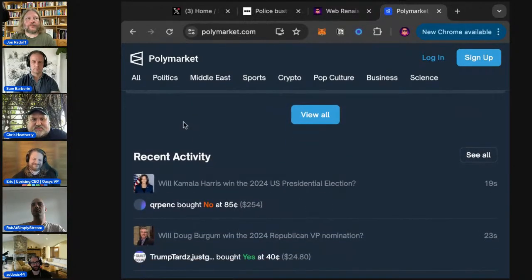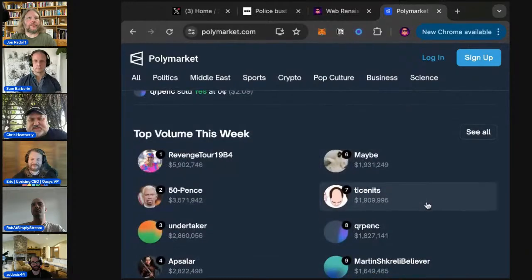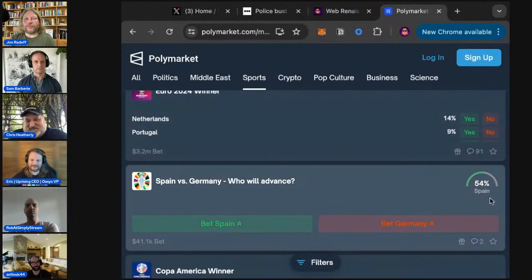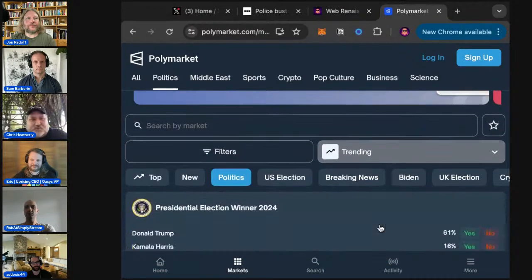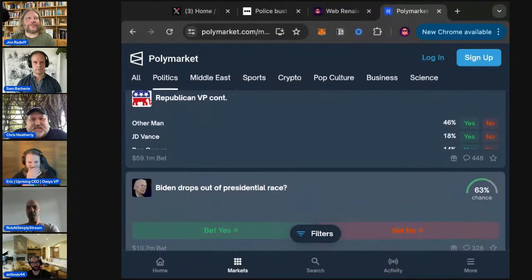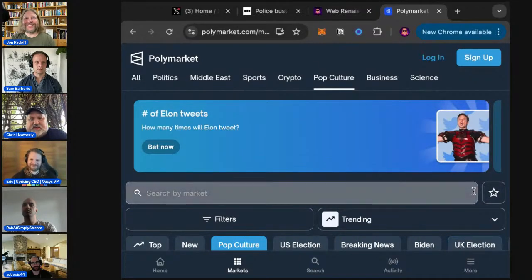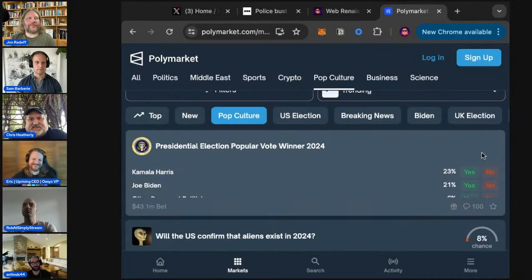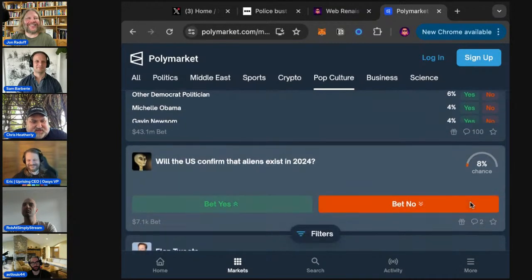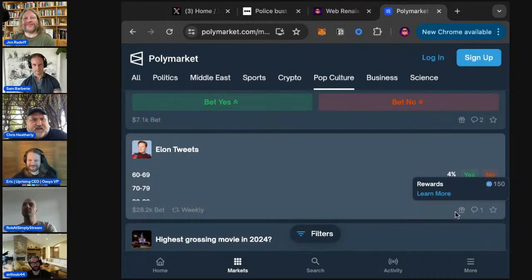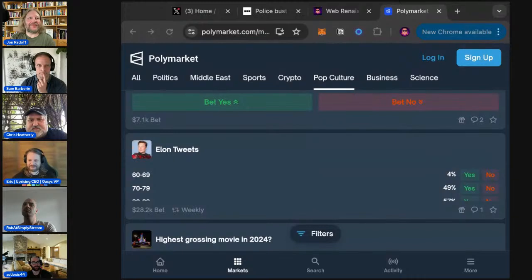You can see a lot of ways that it could certainly go wrong, but they've got other things too. They've got not just the US election, but the UK election, the French election, crypto prices, sports. You can bet on virtually anything, pop culture, all kinds of stuff. I'm looking at the pop culture tab now, and there's a bet going on around whether the US will confirm that aliens exist this year. So there are a lot of things you can bet on. And then the other thing I was going to show real quick is the Dune dashboard. If you could throw that up, John. This is the Dune dashboard.